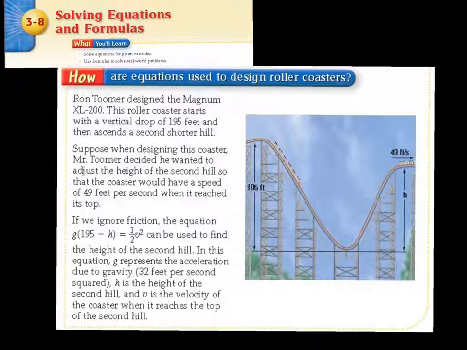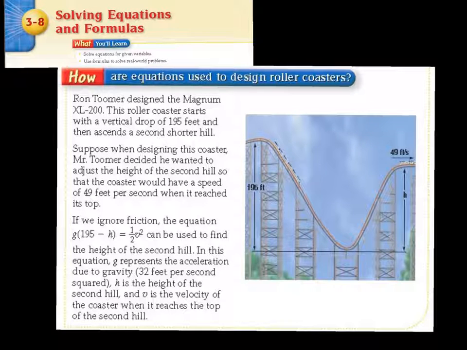Ron Toomer designed the Magnum XL200. This roller coaster starts with a vertical drop of 195 feet and then ascends a second shorter hill. Suppose when designing this coaster, Mr. Toomer decided he wanted to adjust the height of the second hill so the coaster would have a speed of 49 feet per second when it reached its top. If we ignore friction, the equation g times (195 minus h) equals 1/2 v squared can be used to find the height of the second hill.